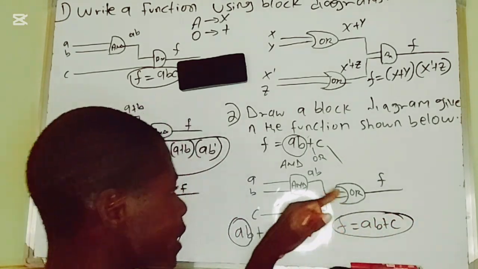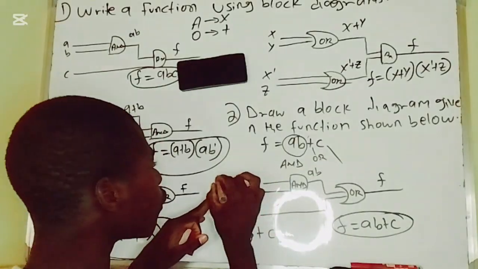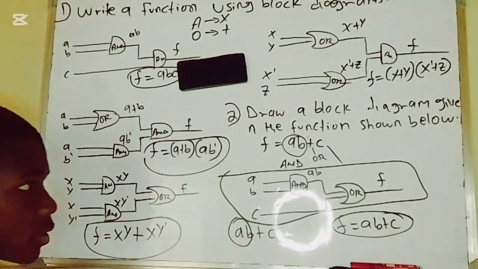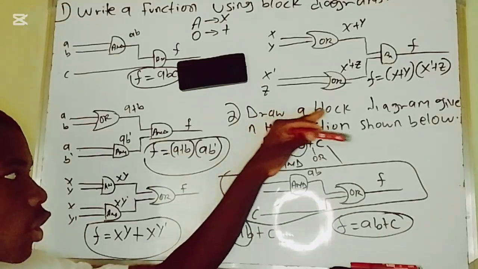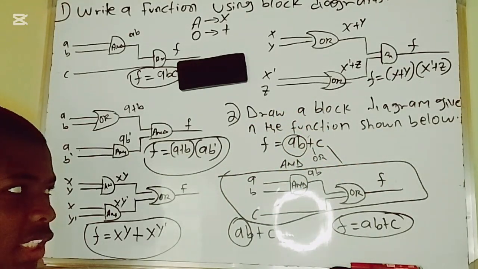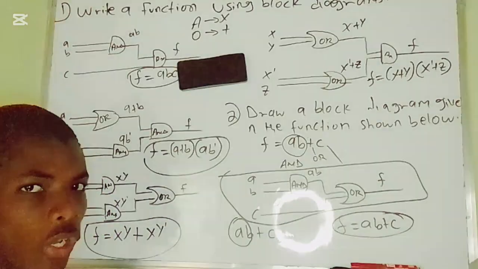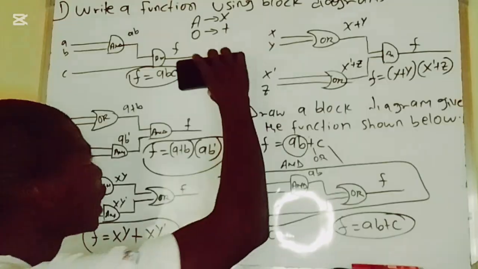So as you can see, this is a diagram of this question. Because they say draw the block diagram. So this is the block diagram that we draw. So let's see whether we can have another example under it. Let me clean it.